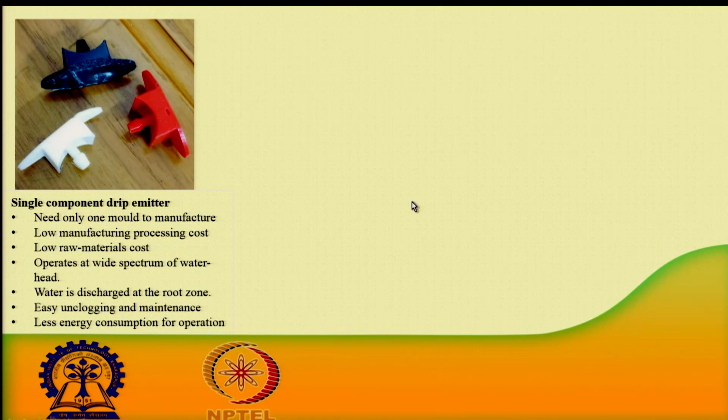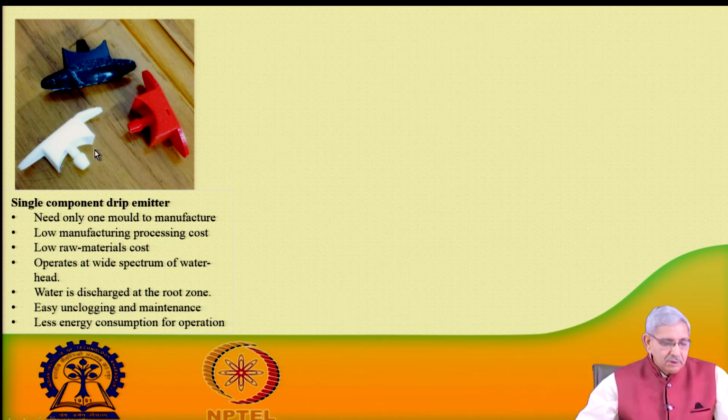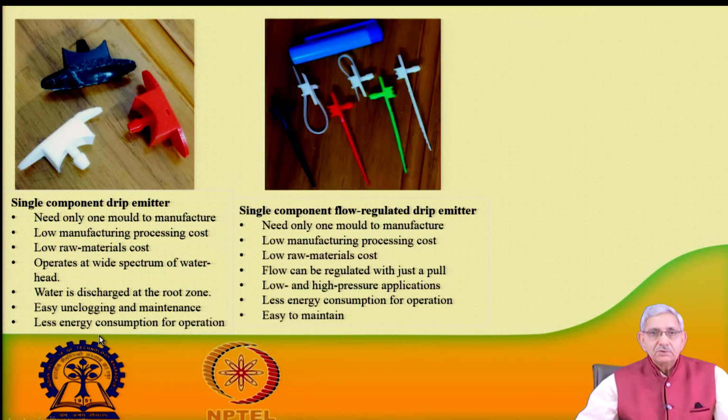So, this is the same thing which I have told you. This is a single component dripper, which needs only one mold to manufacture, has low manufacturing processing cost, meaning low raw material cost, operates at a wide spectrum of water rate, discharges water at the root zone, is easy to unclog and maintain, and uses less energy for operation. So, these are the features.